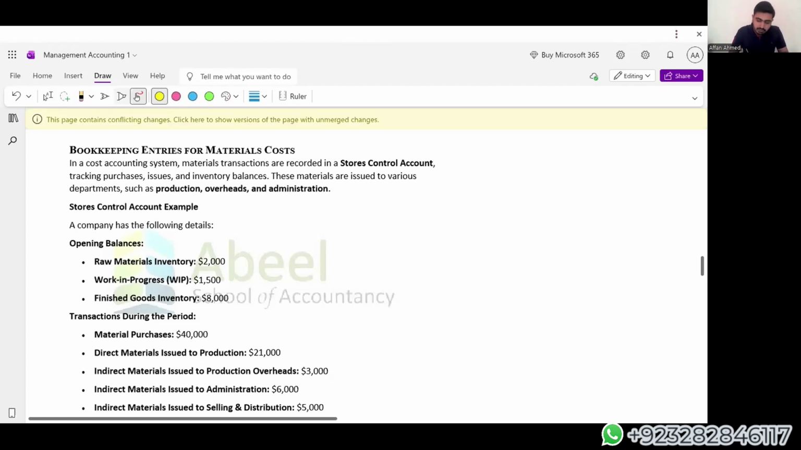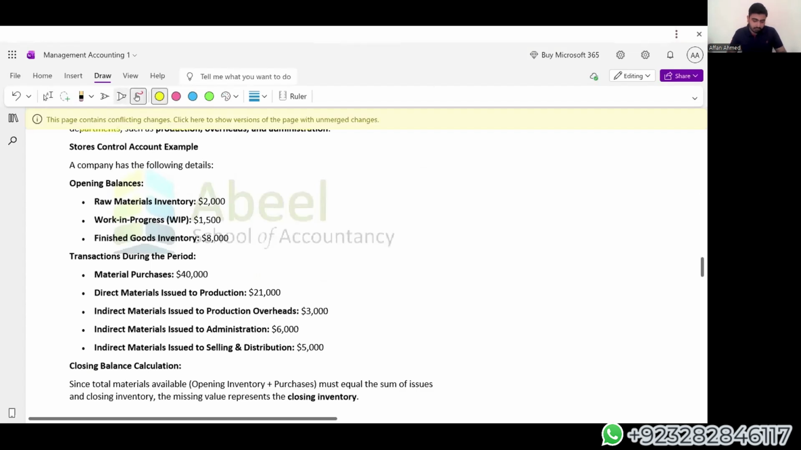In cost accounting, material transactions are recorded in a store control account, tracking purchases, issues, and inventory balances. These materials are issued to various departments such as production, overhead, and administration. Now remember one thing: when you are issuing something to a production department, or it is directly related to the product, it is a direct material. But if you're issuing any kind of material to any other department, it is an overhead or indirect material. Okay, it will be classified under overheads.